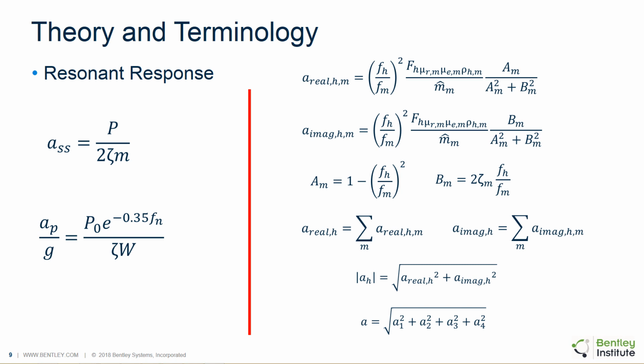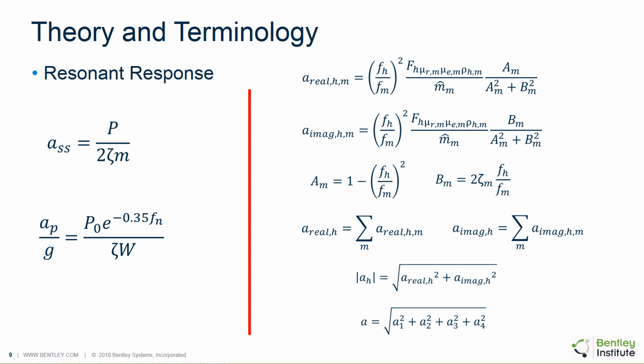And that formula is shown here on the top left, on the left side of the red bar. And it really just involves the dynamic load, the damping fraction, and the mass. So that's a very simple closed form solution, but it only applies to the single degree of freedom system.